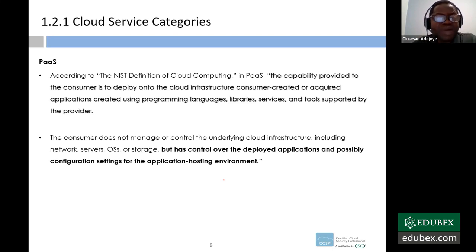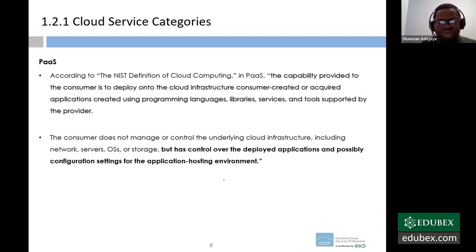Then number two, we have platform as a service. In platform as a service, based on the needs definition, this is where the consumer is given the capability to provision just the customized application. Here, you don't have the flexibility of choosing your operating system or your underlying platform. You are coming with the mindset of a developer. This is normally used by developers or software development companies whose focus is to develop applications. So the goal here is to provision your applications within the cloud environment.